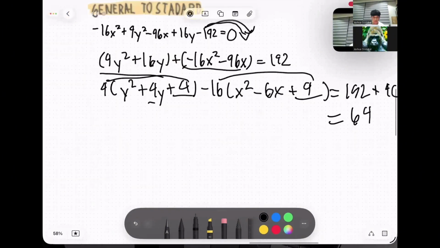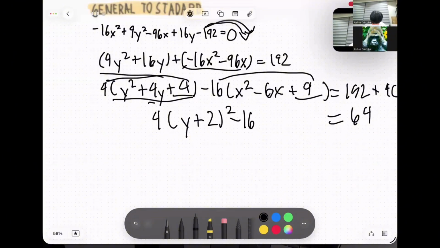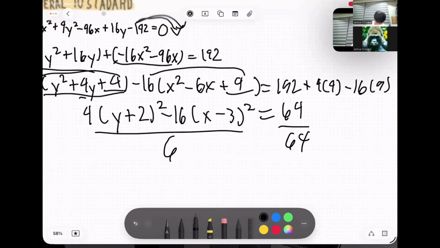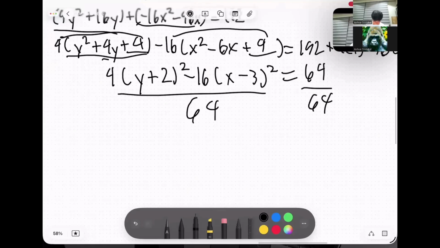Then after that, we're just going to factor all of this, just make it into a binomial. So it's going to be 4 times y plus 2 squared, then negative 16 times x minus 3 squared. That's what we have now. And after doing all this, we're going to divide all of it by 64.